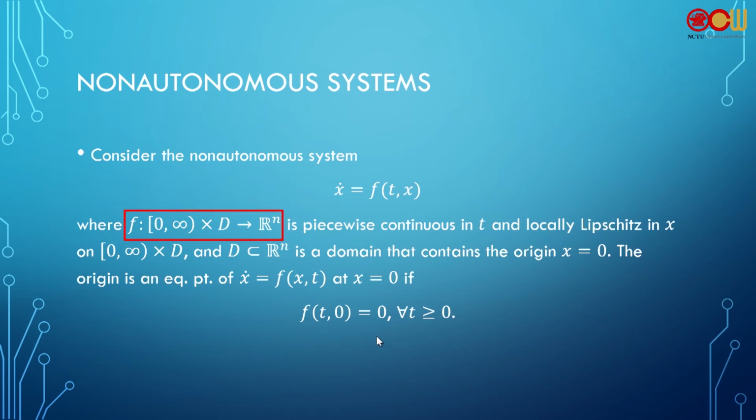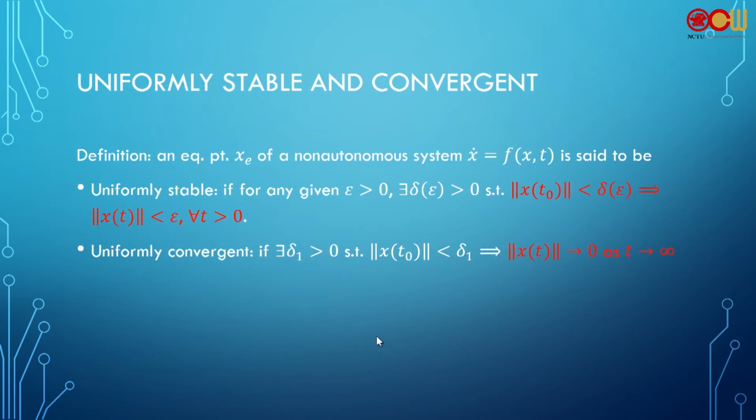So here, f is piecewise continuous and locally Lipschitz in x. And this is a domain that contains the origin, and the origin is the equilibrium point of this dynamics. Did anyone know what this expression is? f is a mapping from this domain, which is the domain for the first argument t, and this domain for the second argument x, to Rn, because the state is n dimensional. Here we define uniformly stable and uniformly convergent.